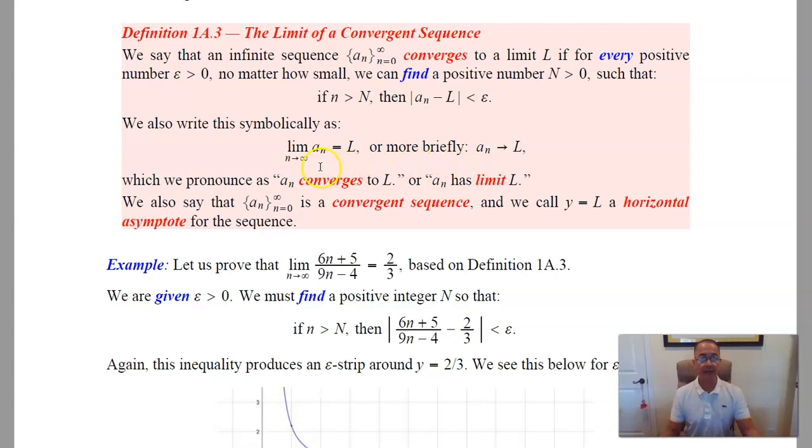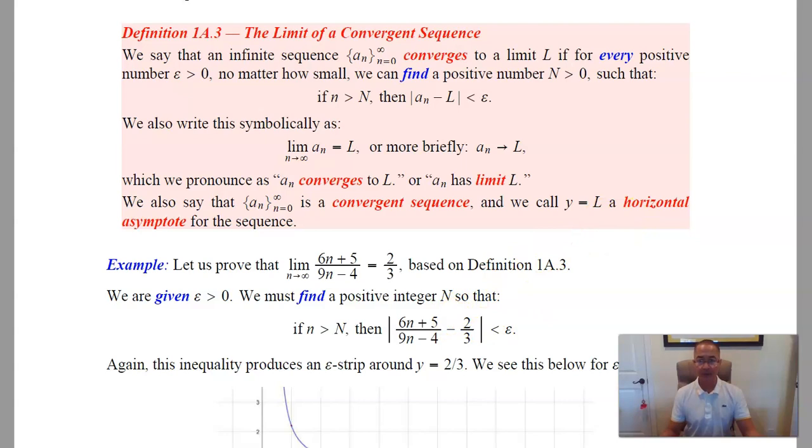So we will write this as limit as n approaches infinity of a sub n is L, or a sub n arrow L. So a sub n approaches L. That is how we pronounce the arrow symbol, or a sub n converges to L. So we will say in this case that a sub n is a convergent sequence and y equals L is a horizontal asymptote for the sequence.